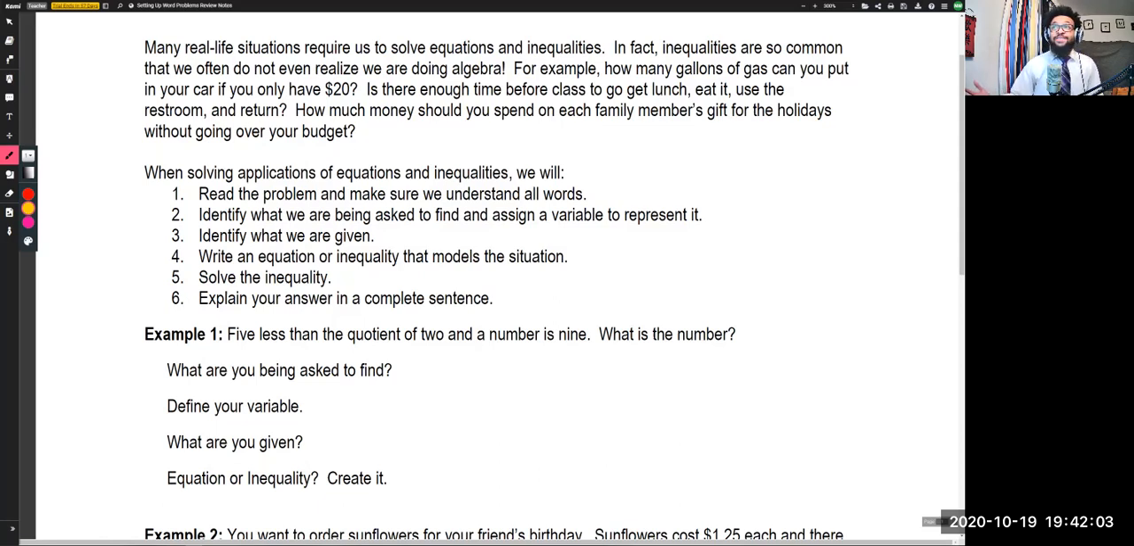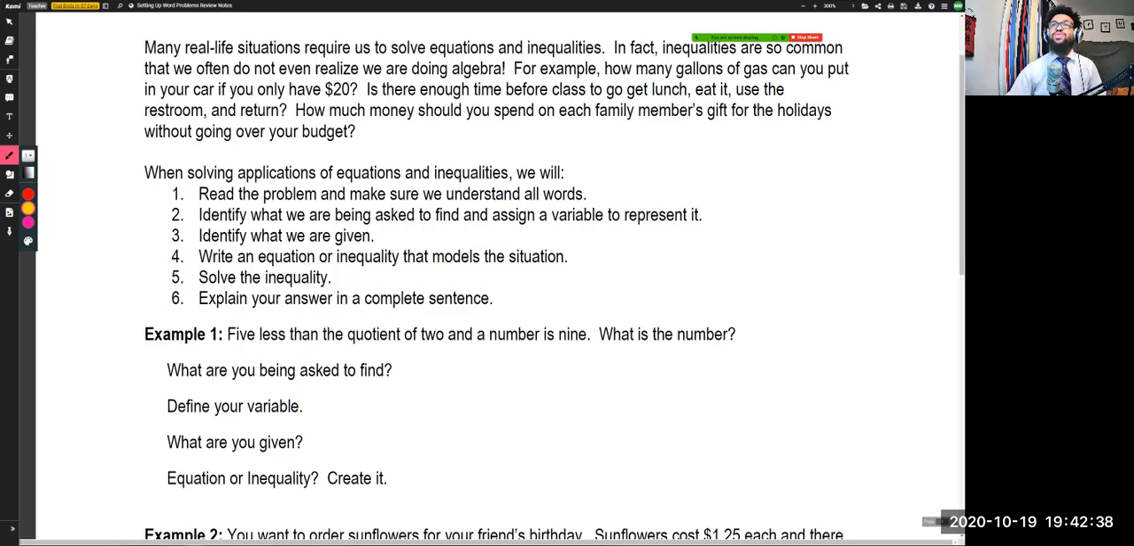Is there enough time before class to go get lunch, eat it, use the bathroom, and return? That's something you might be thinking about if you're in the building, going to class and whatnot. And then how much money should we spend on each family member's gift for the holidays without going over budget? If we have a budget set, we don't want to spend too much money. All these different things are inequalities that we think about, maybe not in such a super mathematical way, but these are things that we think about over the course of time. We do algebra daily.